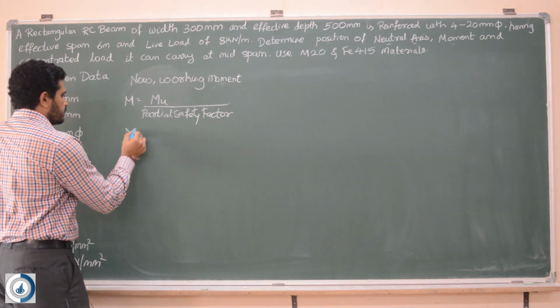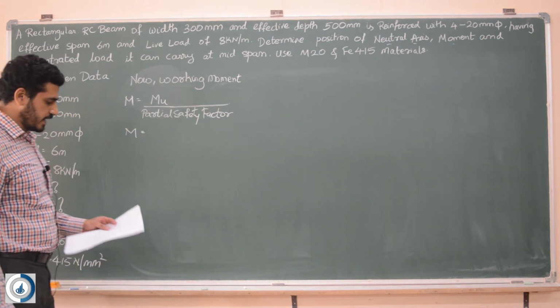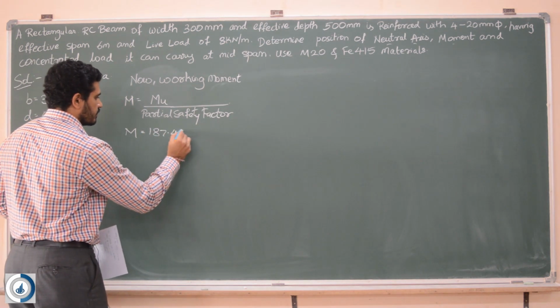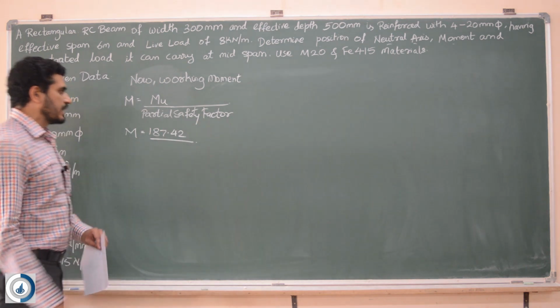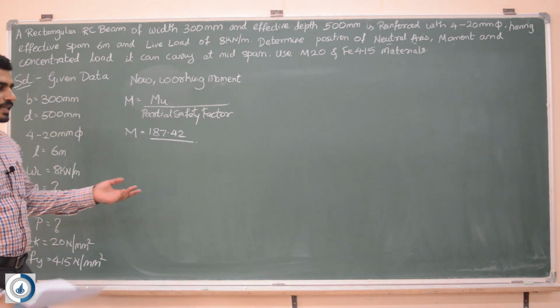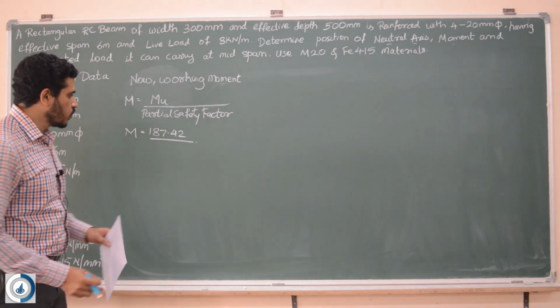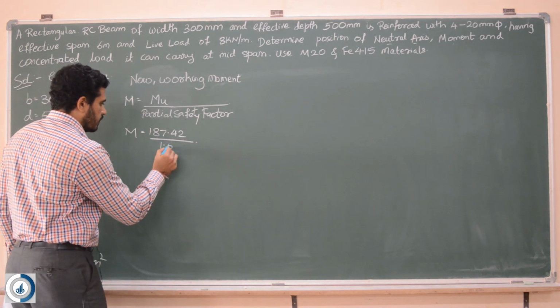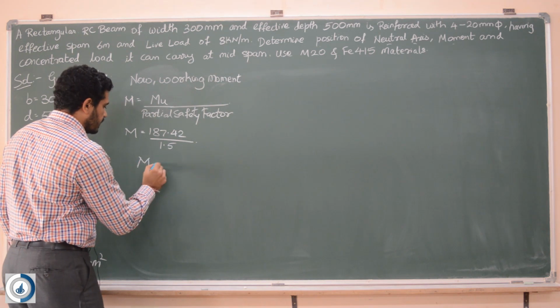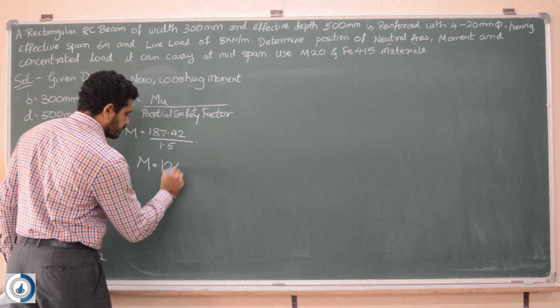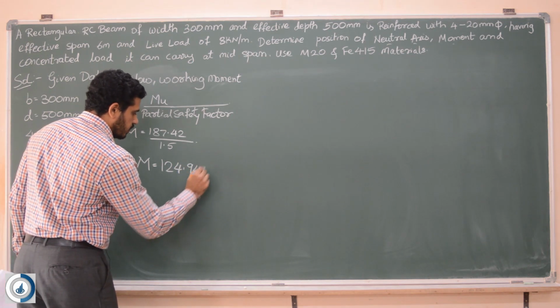When we divide it by the partial safety factor, we get the working moment. The working moment is Mu, which we got as 187.42, divided by the partial safety factor. Partial safety factors can be of various types, but for residential buildings and simple structural elements we take it as 1.5. So we will take 1.5 here, and the working moment comes out to be 124.94 kilonewton meter.